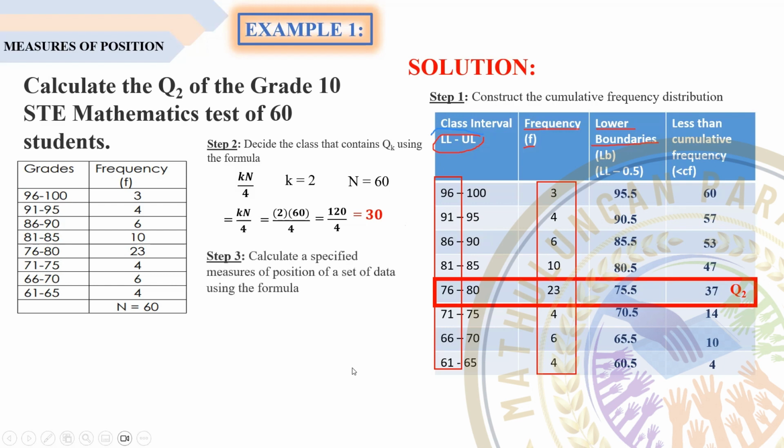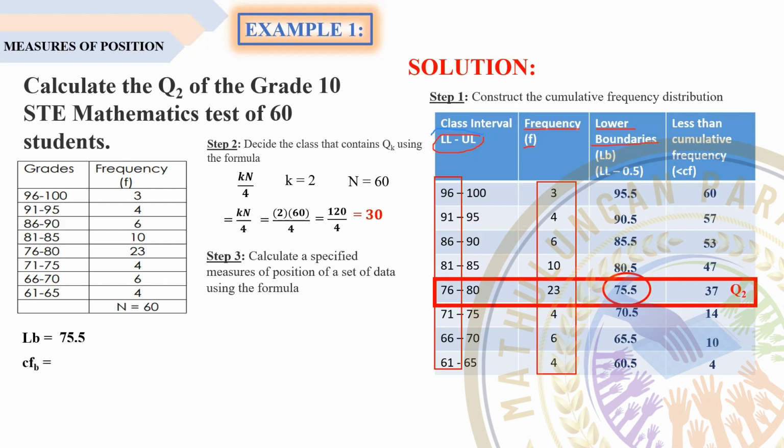Next, let us proceed to our step 3. Calculate a specified measures of position of a set of data using the formula. So, alam naman natin yung formula kanina, yung formula ng step 3. But before that, let us identify first yung mga given natin na magagamit natin sa formula. First is the lower boundary. Okay, ano ba yung lower boundary natin? Ang lower boundary natin based doon sa data natin na kung saan nakalocate ang quartile 2 ay 75.5. Therefore, ang lower boundary natin ay 75.5.